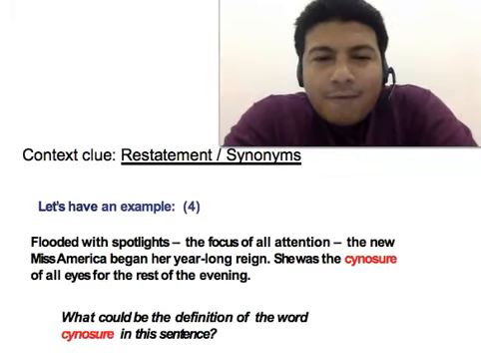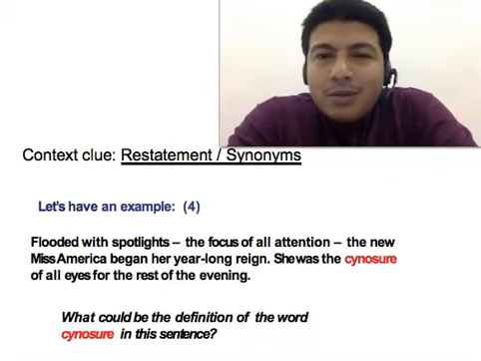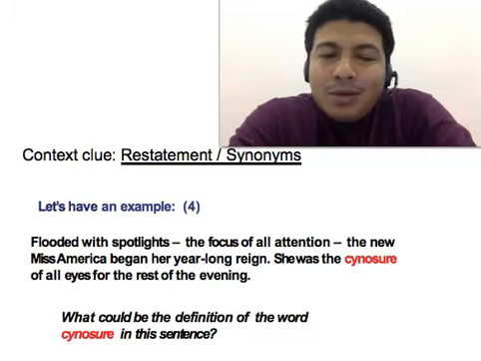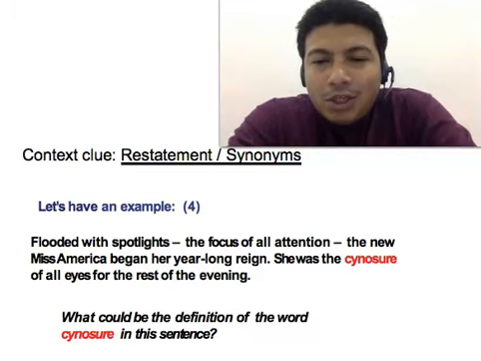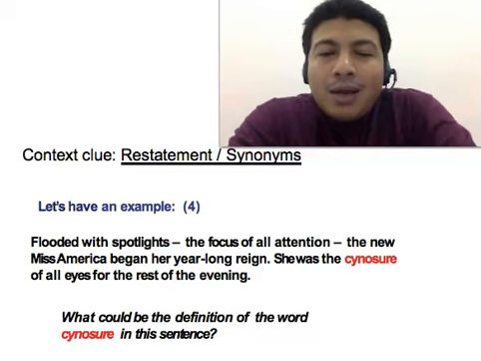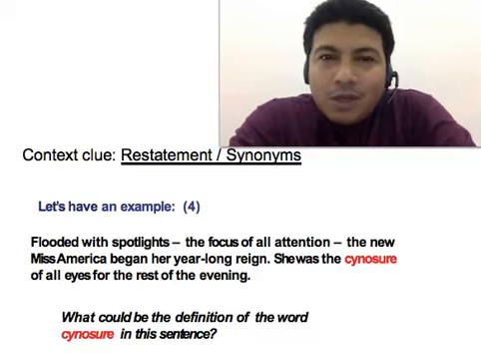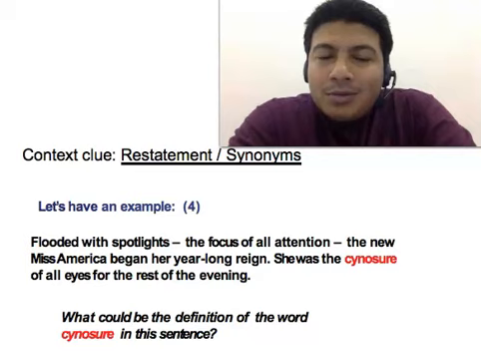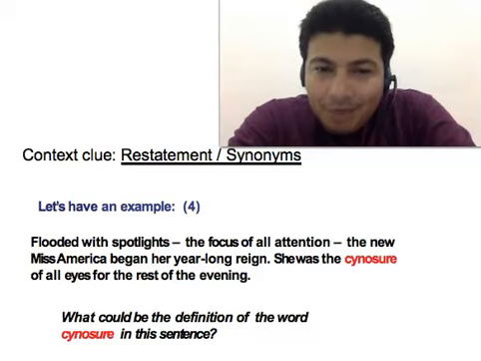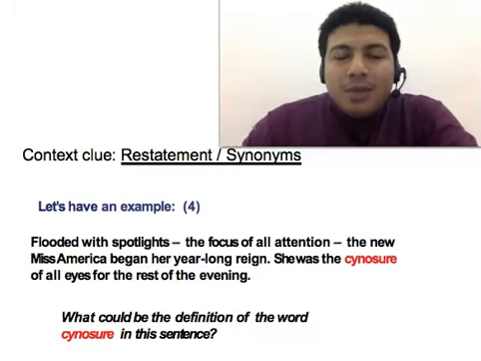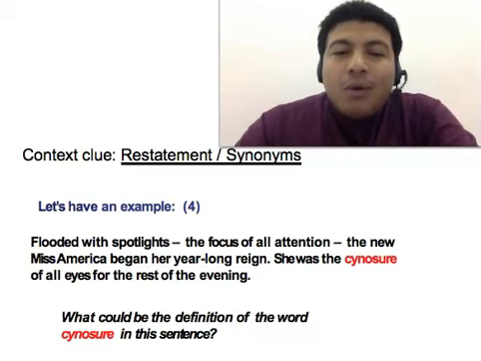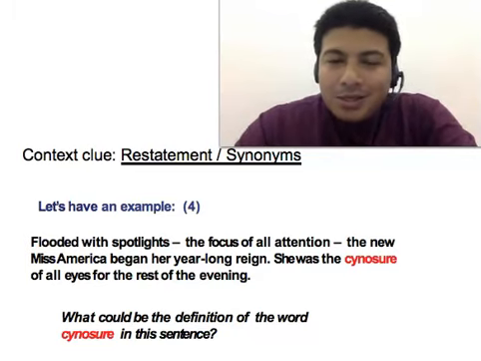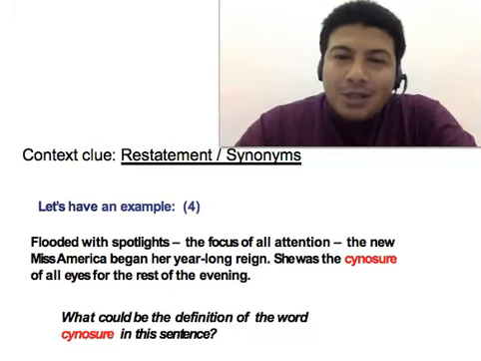Another example, flooded with spotlights, the focus of all attention, the new Miss America began her year-long reign. She was the cynosure of all eyes for the rest of the evening. So what could be the definition of the word cynosure in this sentence? It is quite easy. So the synonym is given there. So what could be the synonym if you can find in the sentence? So she was the cynosure of all eyes. So that means she was the focus of all attention. So she was the focus of the evening.